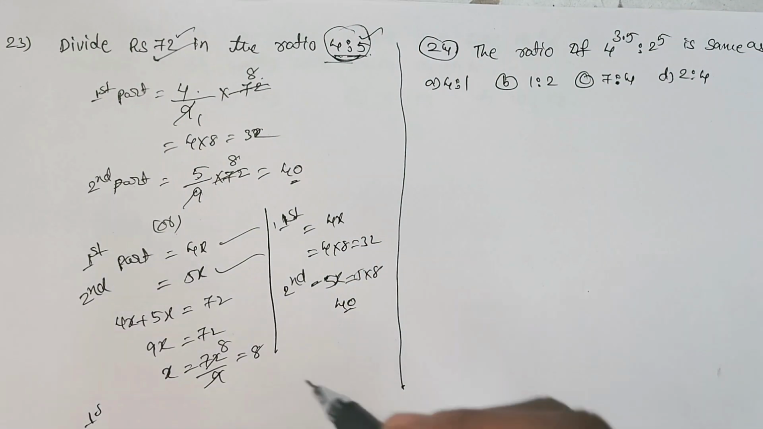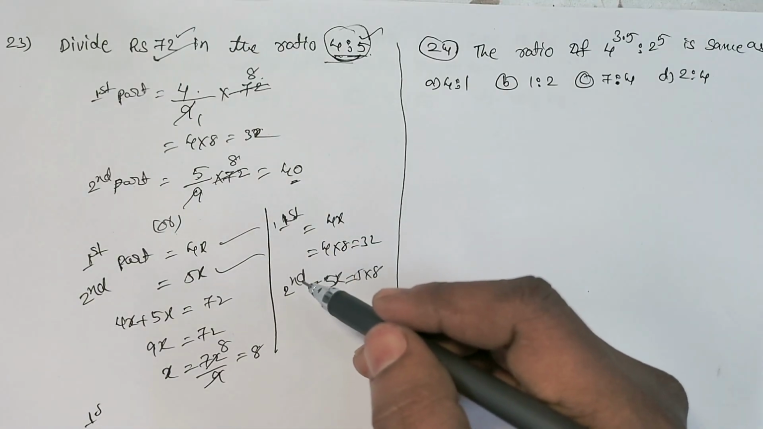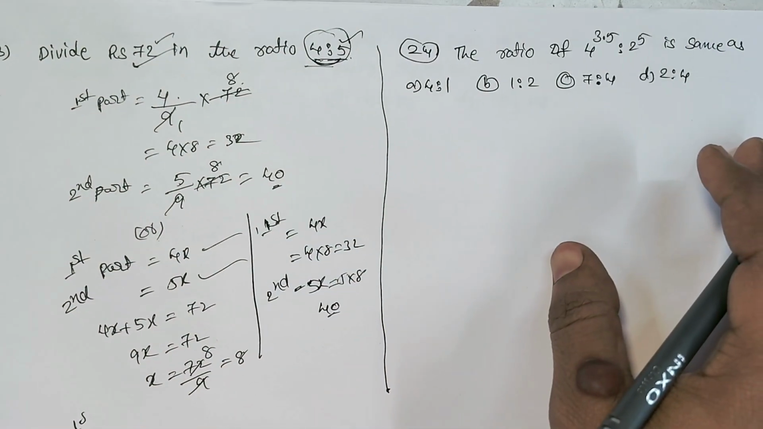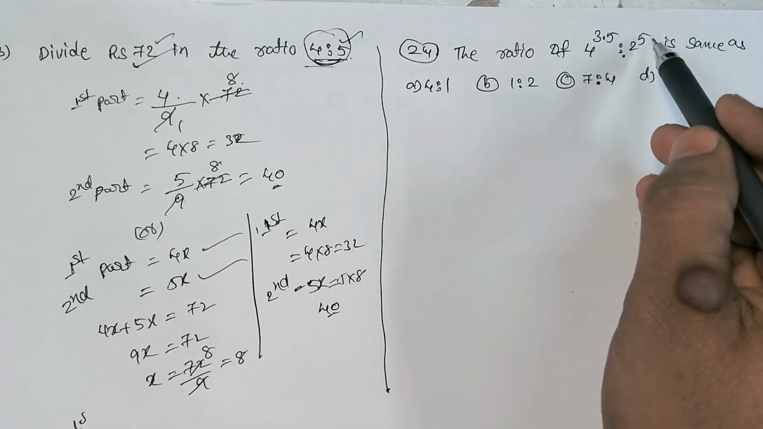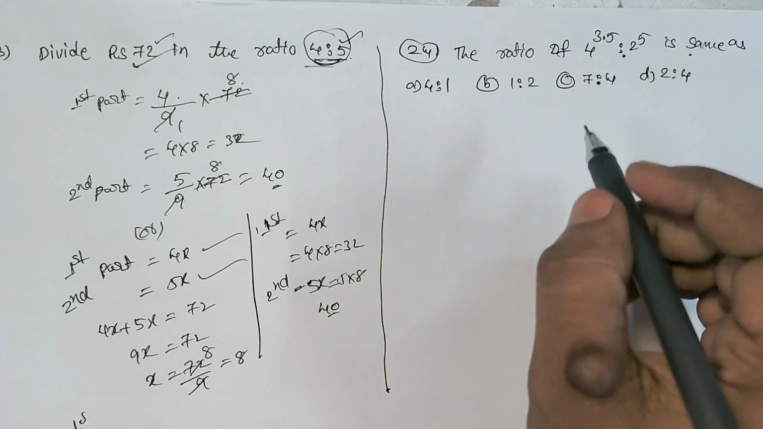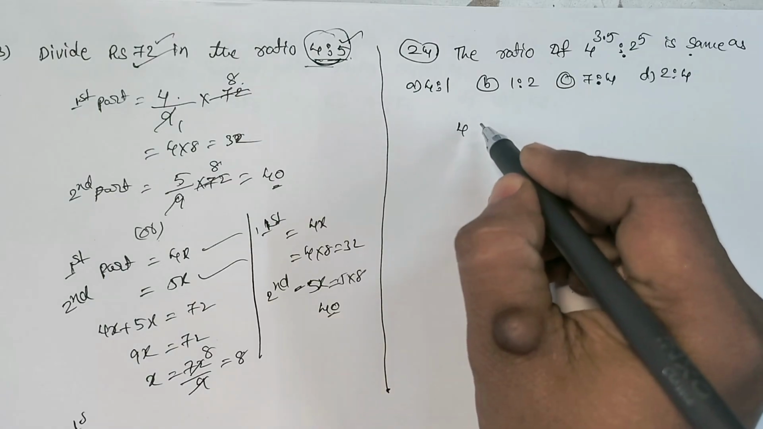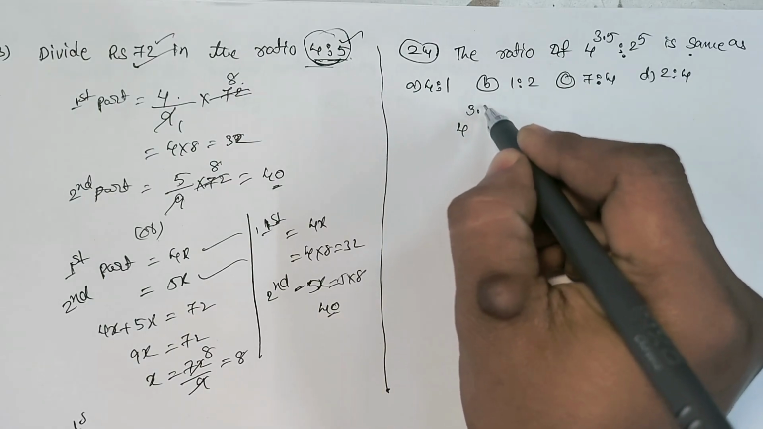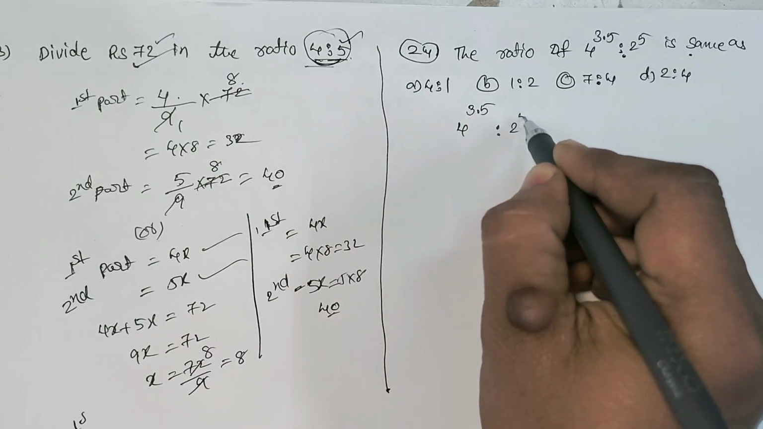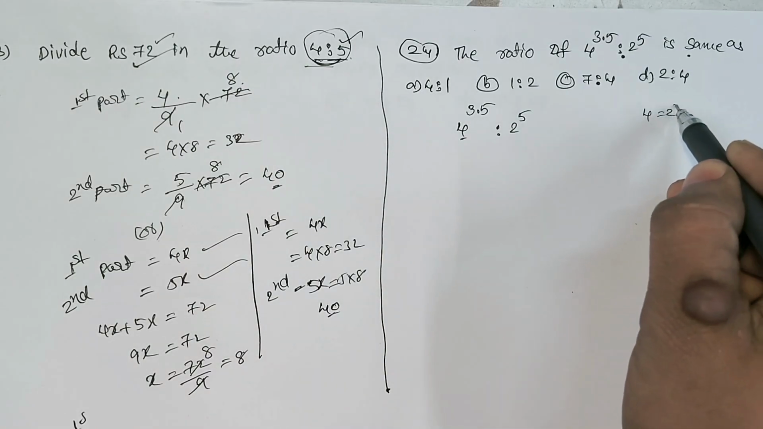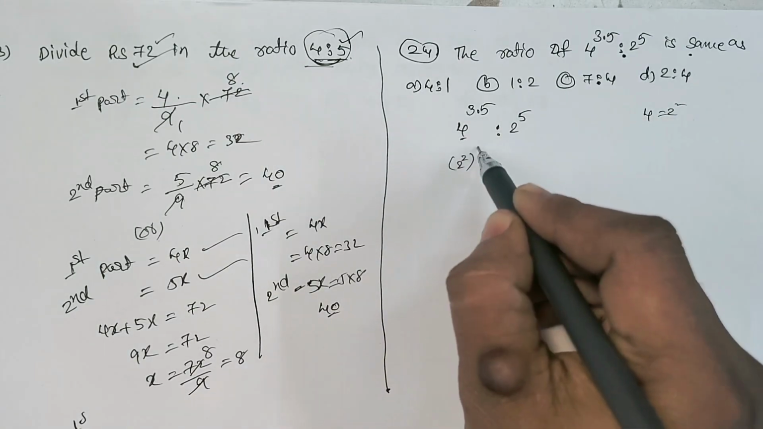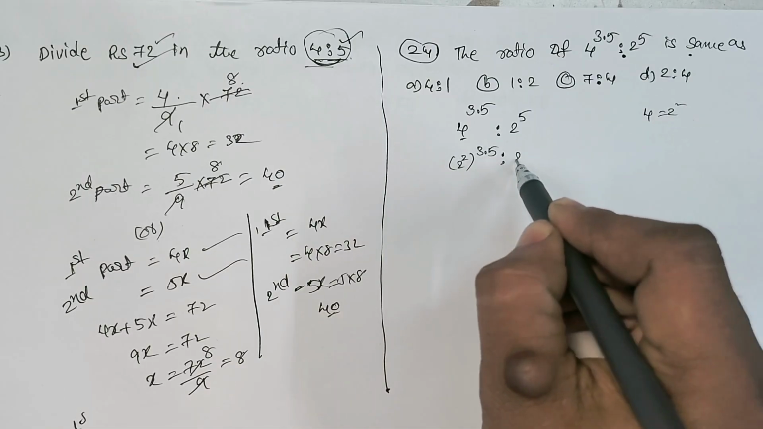Likewise you can solve, you can follow any one of these methods which is convenient to you. Now let us see the next question. The ratio of 4 to the power of 3.5 is to 2 to the power of 5 is the same as... Okay, now what is given? We have the ratio between 4 to the power of 3.5 and 2 to the power of 5, and this 4 can be written as 2 square. So by using this, (2 square) whole to the power of 3.5 is to 2 to the power of 5.